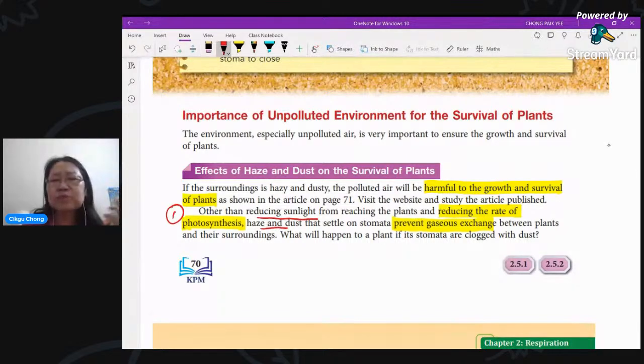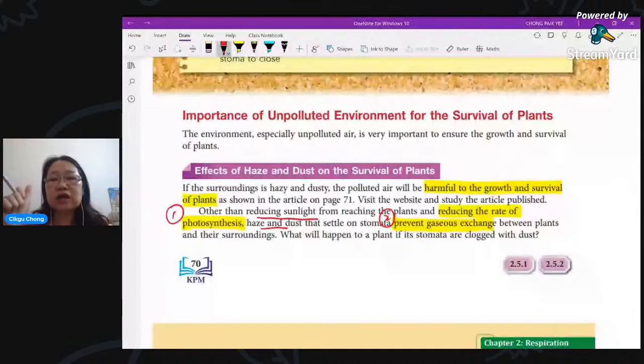It will settle and clog up the stomata, so it will also prevent gaseous exchange. So it actually affects photosynthesis. When there's a lot of haze, the plants will not grow very well because it's not bright enough, and also the haze will block the stomata. In the end, of course, humans will not get enough food, because the plant does not produce enough glucose and food for the plants and us as well. Okay, so that's one on plants. Two effects. One is reduced rate of photosynthesis.